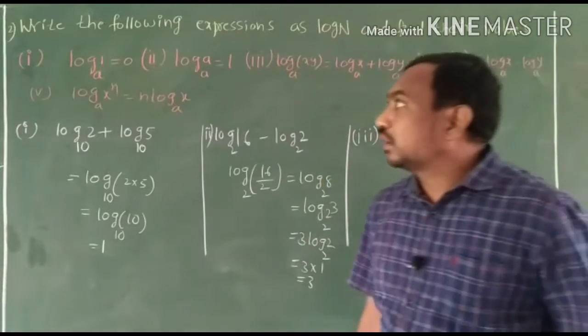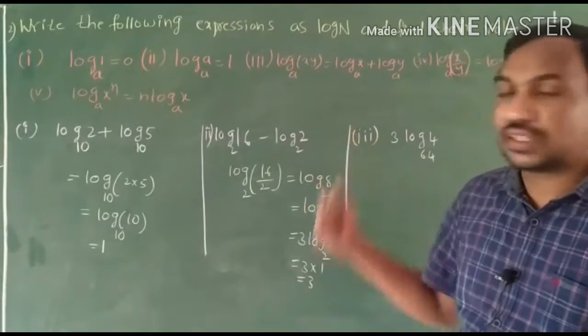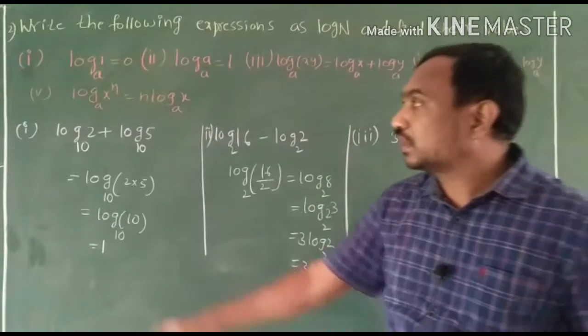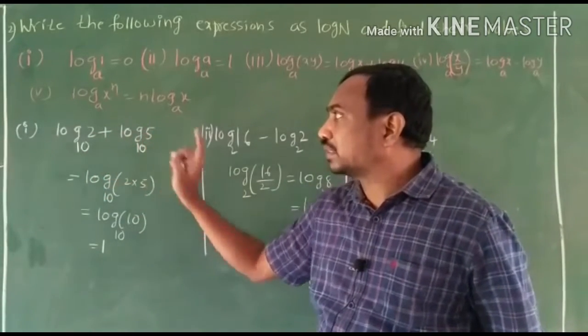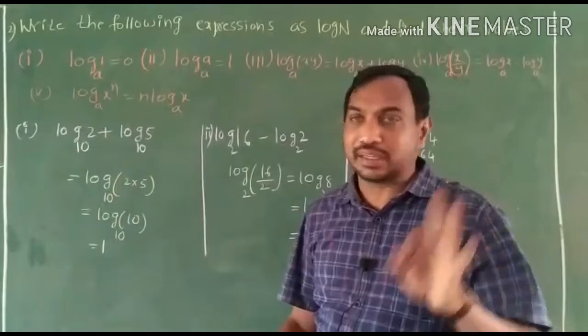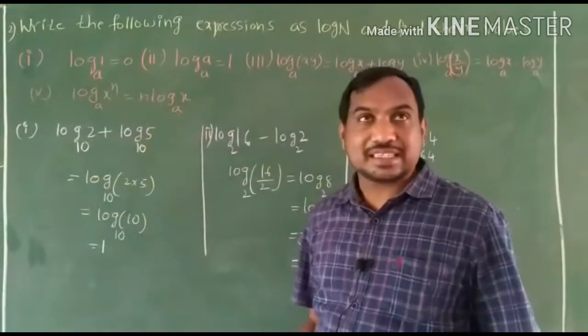So, you already know these are the properties of logarithms. Now use these properties while solving the problems. So now log 2 base 10 plus log 5 base 10. Actually the problem in the textbook is log 2 plus log 5. So this is called a general logarithm.